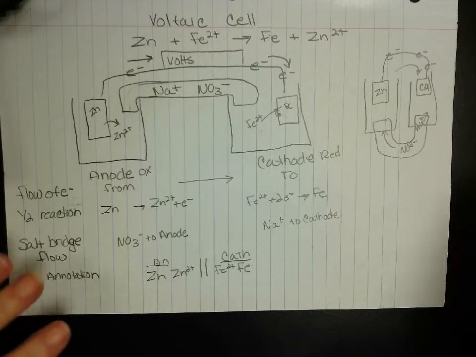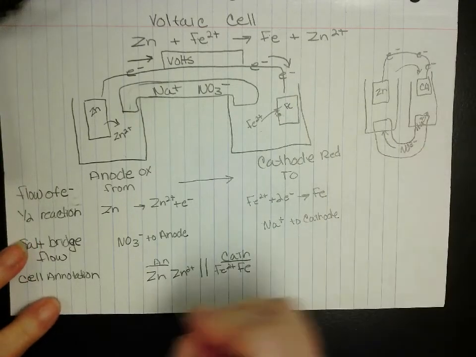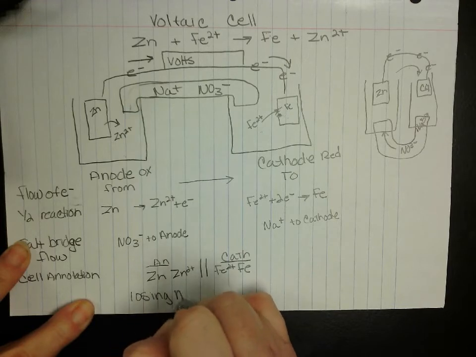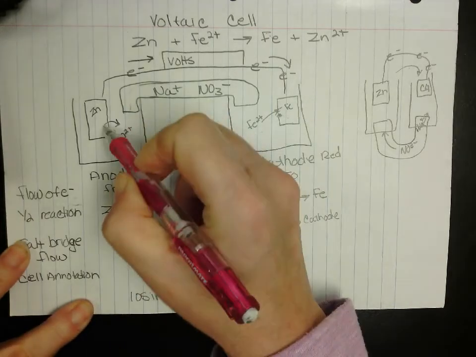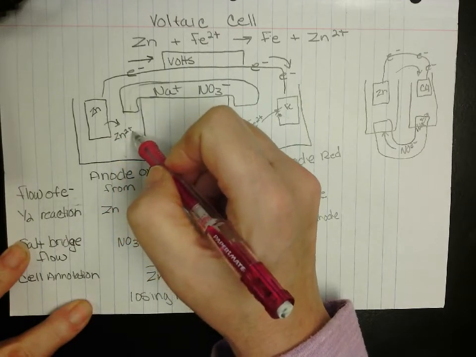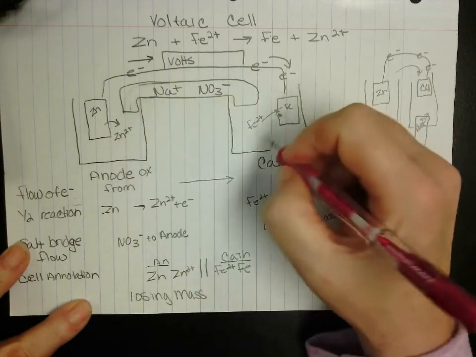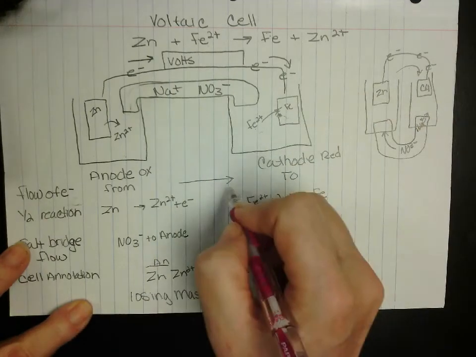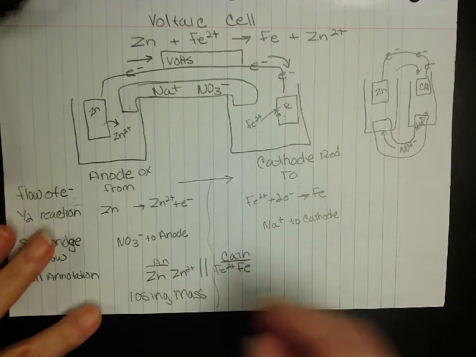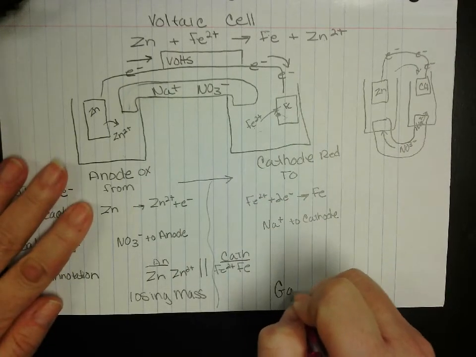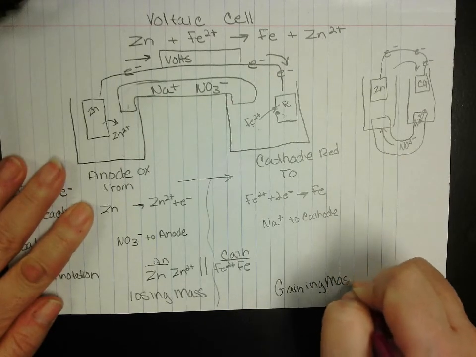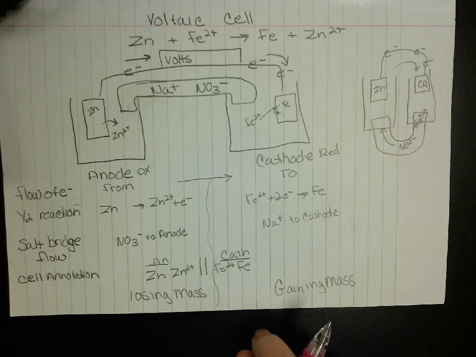Okay, so the other thing to know is my anode is losing mass, and you can see that my zinc metal is going off, it's dissolving into ions in solution, and then my iron's plating on, so my anode is losing mass. And my cathode is gaining mass. So if you can draw this out, you've got a pretty good hand on electrochem.